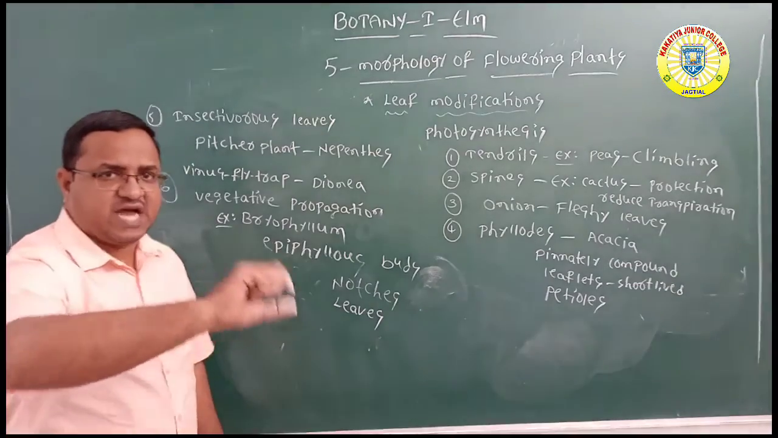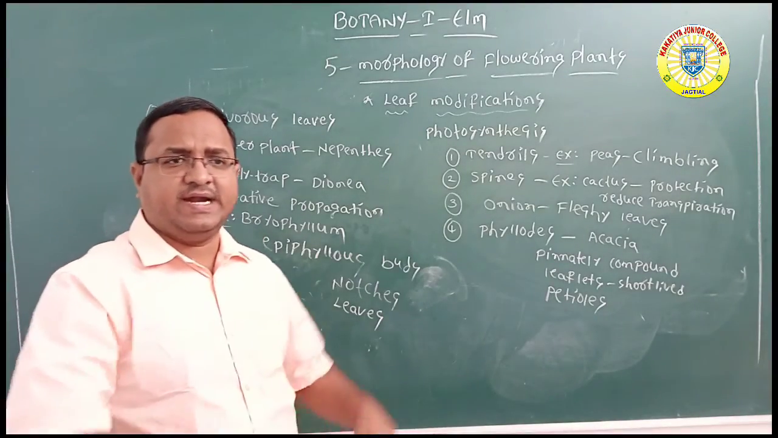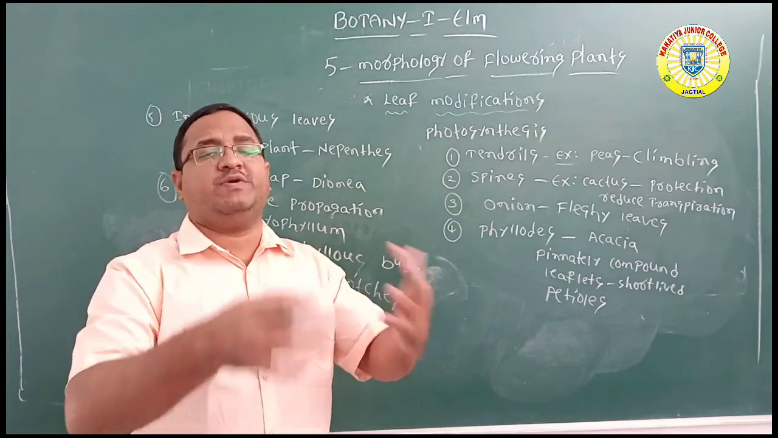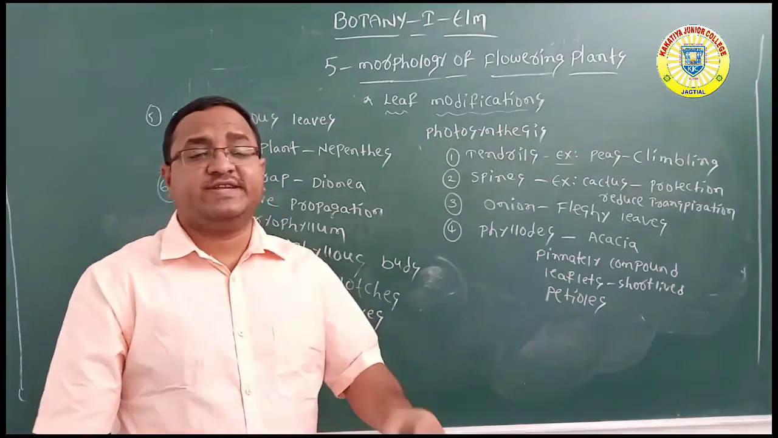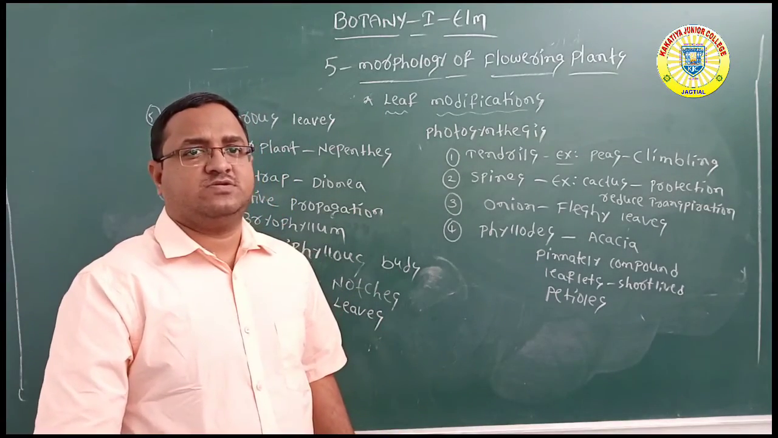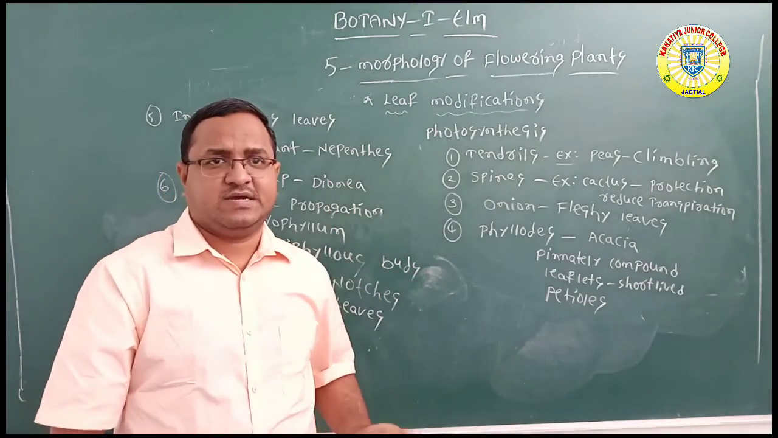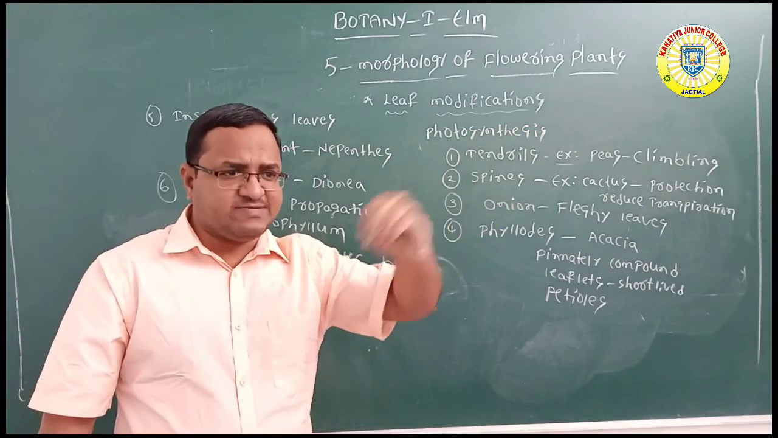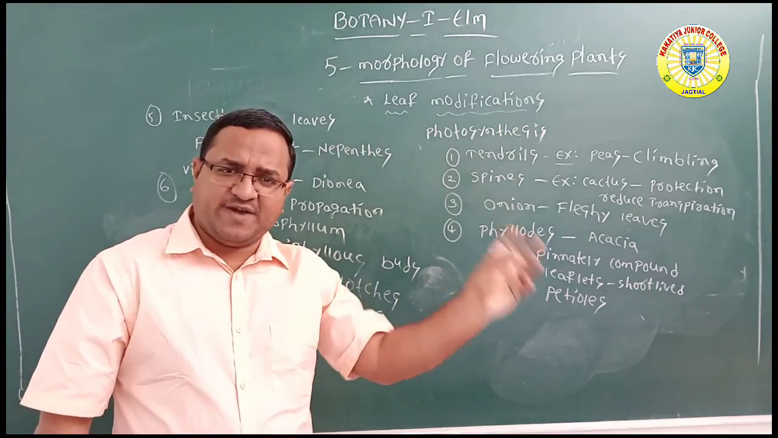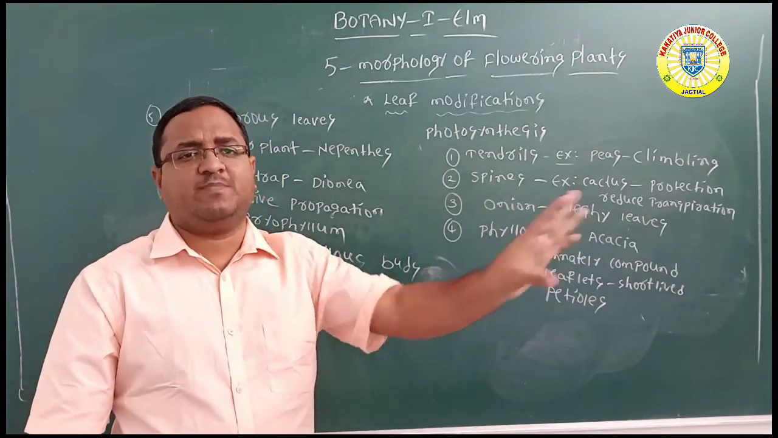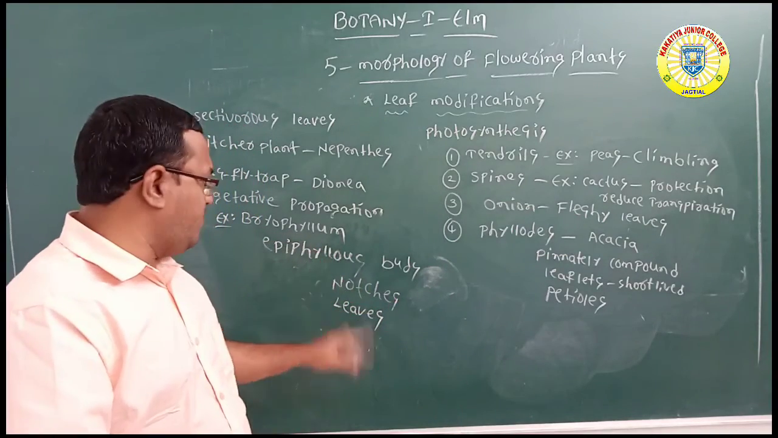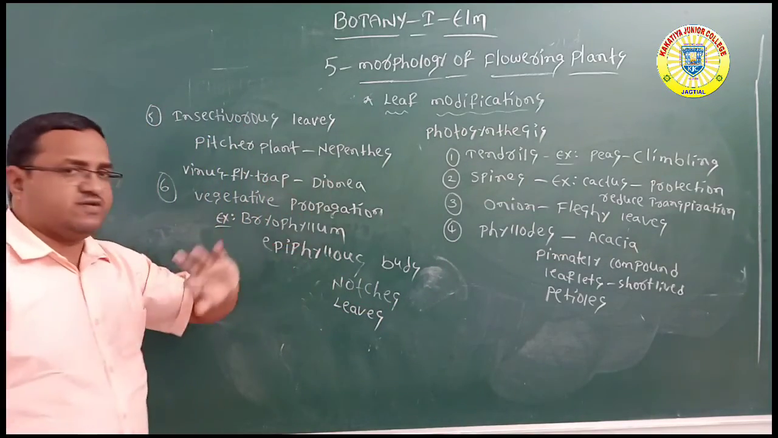When these buds are detached from the parent plant, they can develop adventitious roots and grow into new individual plants, which is very useful for vegetative propagation. Through the leaf itself, which has epiphyllous buds, a new plant is produced. So the best example is bryophyllum.